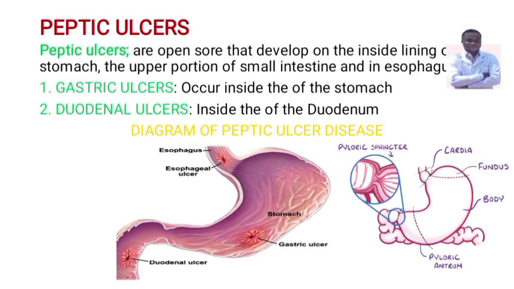The fundus and the body have parietal cells that secrete hydrochloric acid when there is the presence of food. They also have chief cells which secrete pepsinogen, which in its active form is pepsin, which helps in the digestion of protein. In the pyloric antrum, we have the G cell, which secretes gastrin.